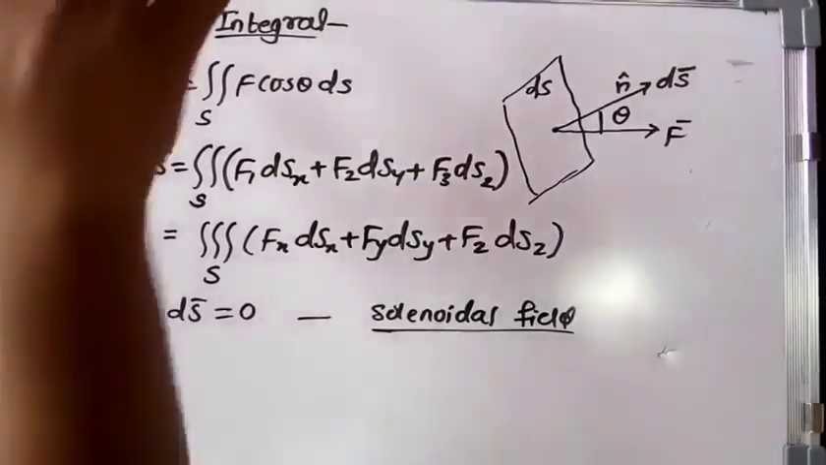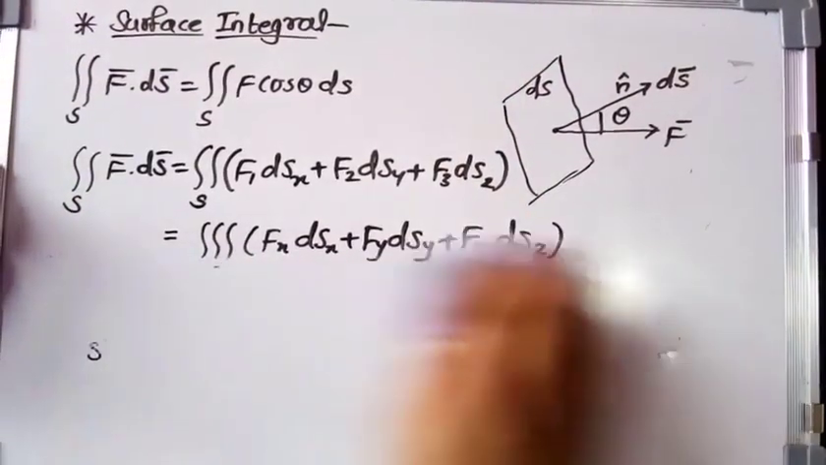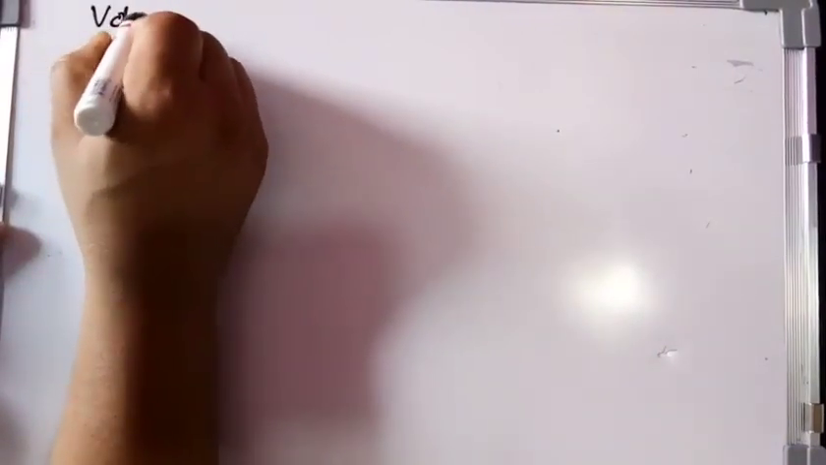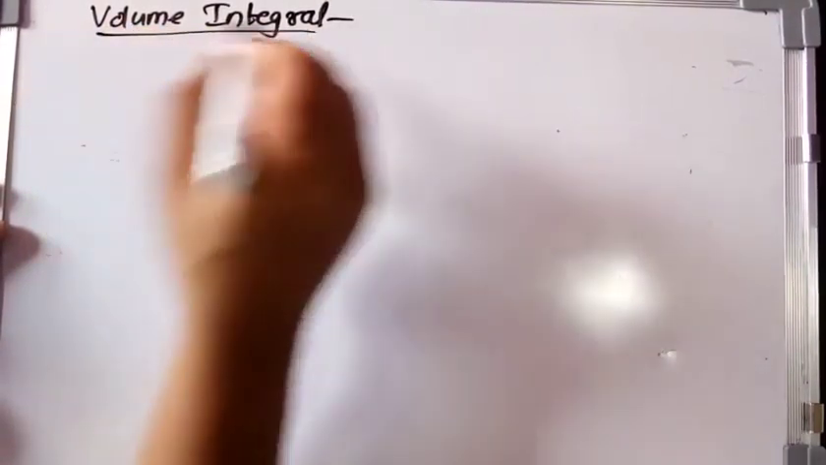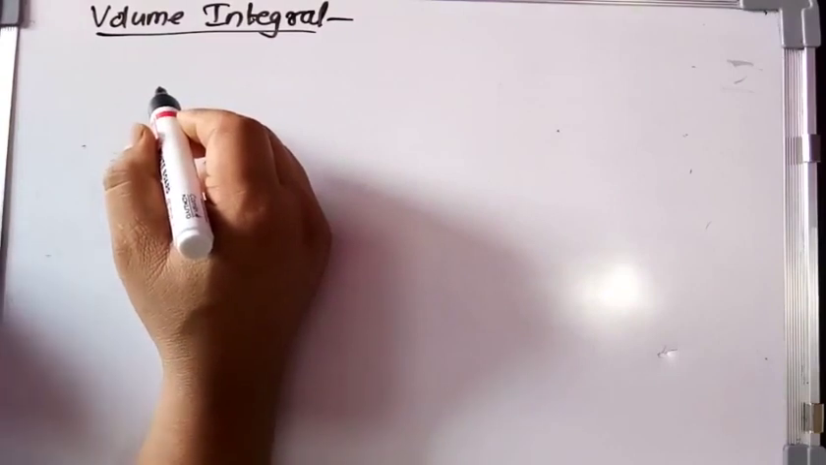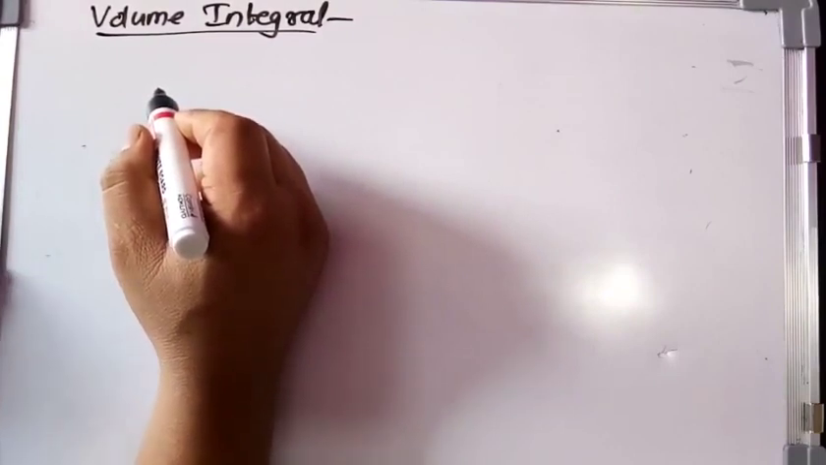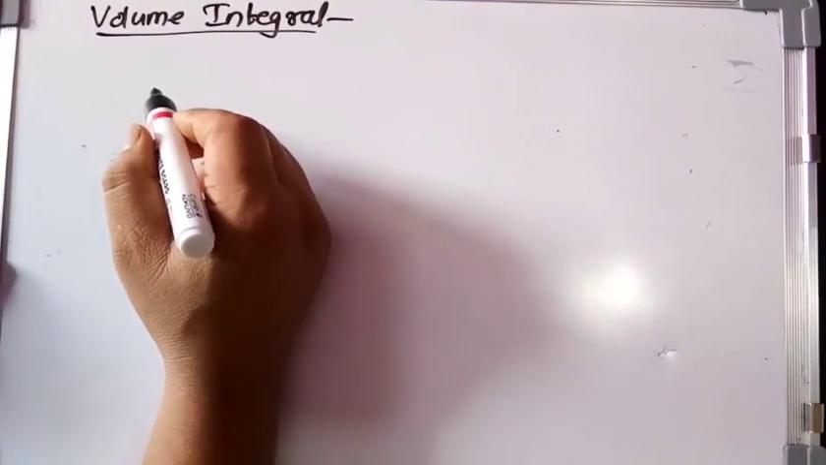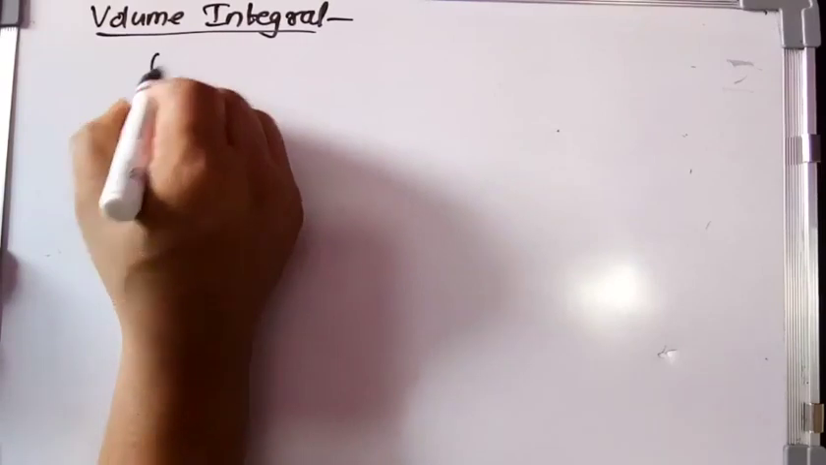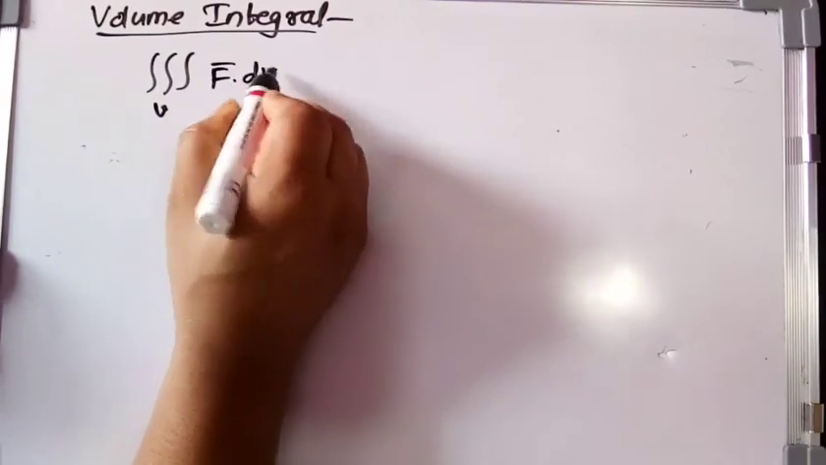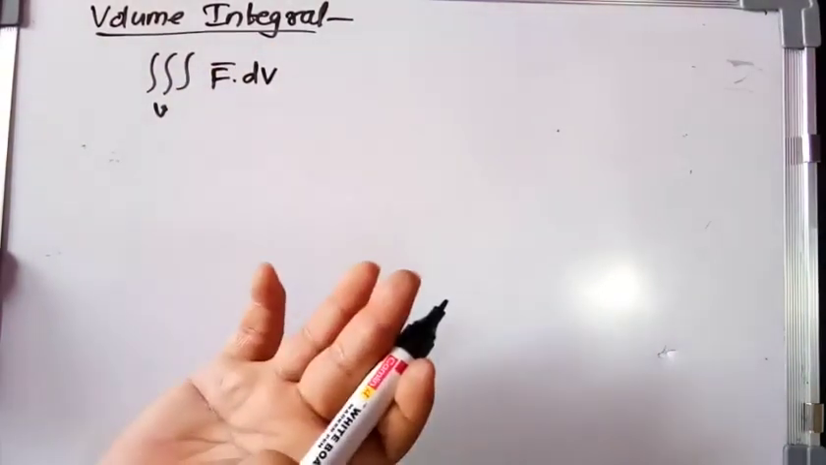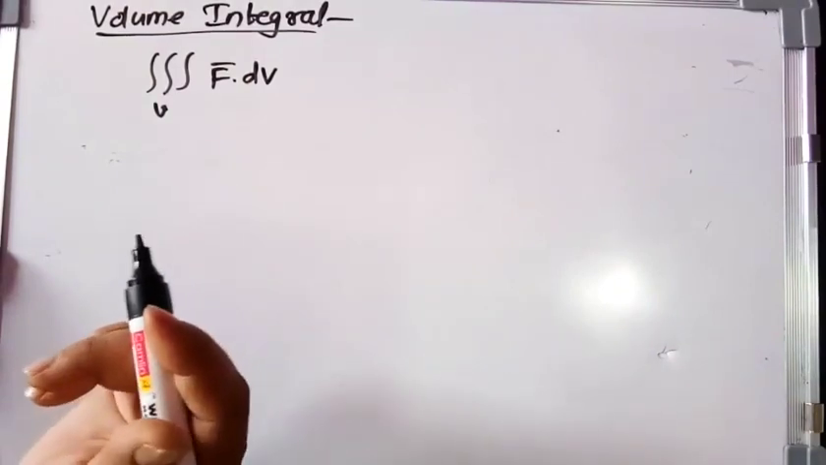Let us see volume integral. Consider a closed surface S enclosing a volume V in space. The vector point function is defined at each point of the small volume element of the volume V. Then the integral of f dot dv covering the entire region is called the volume integral of f over the surface.